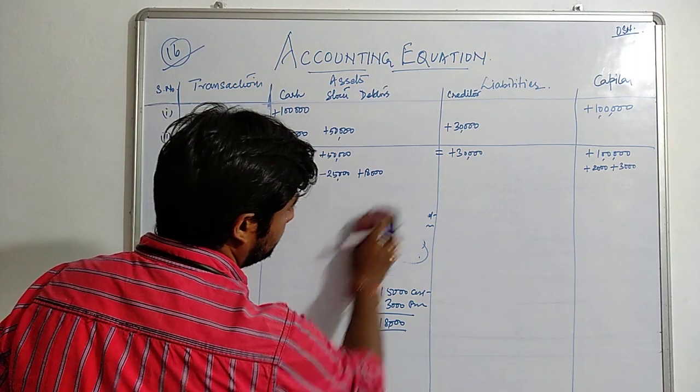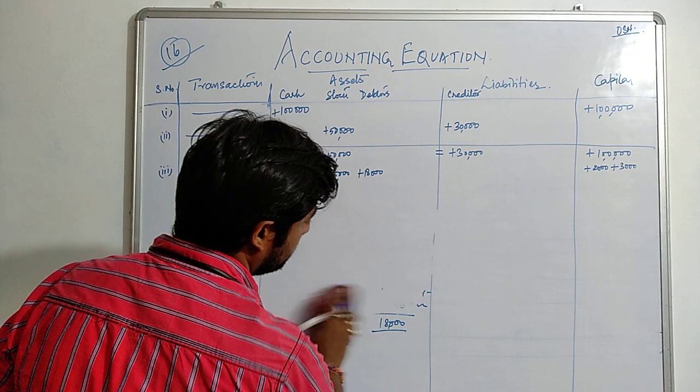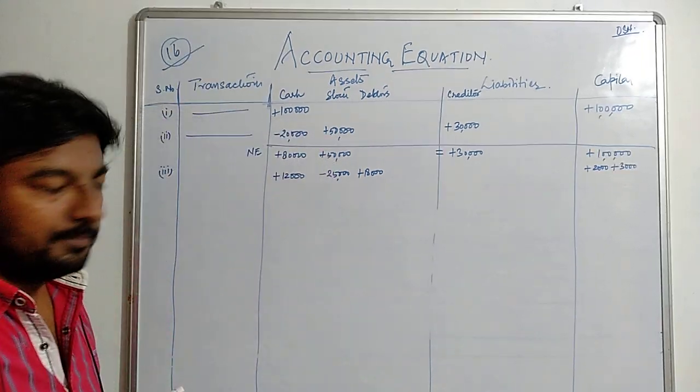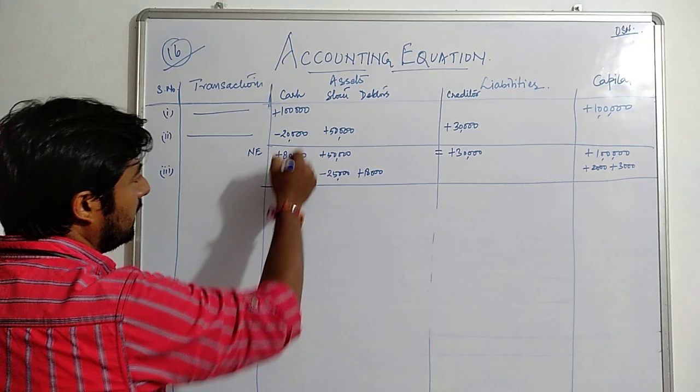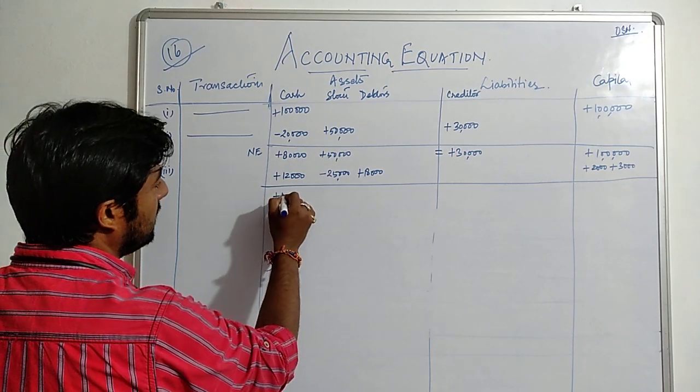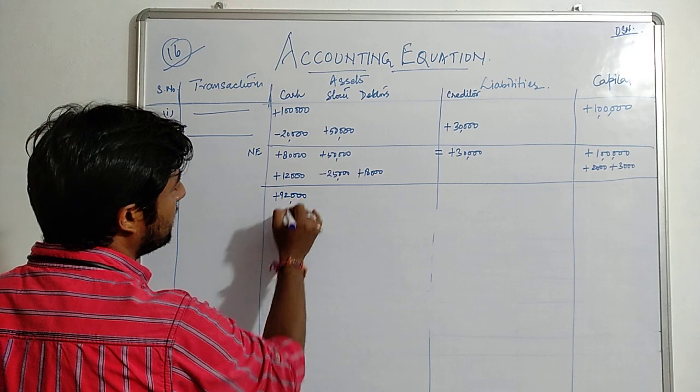Now tell me the new equation. What is the new equation? Here 80 plus 12. So the level of cash is 92,000 now.